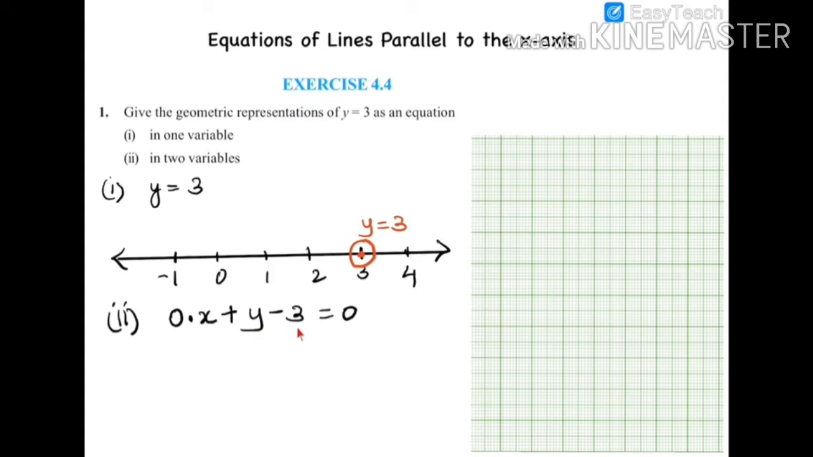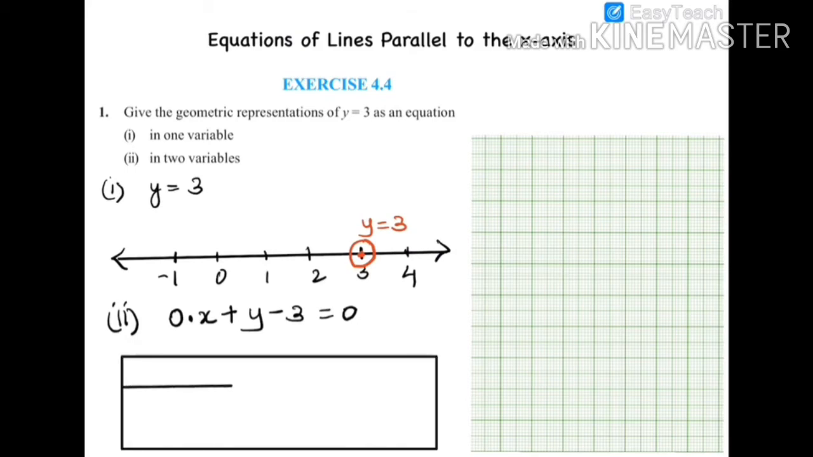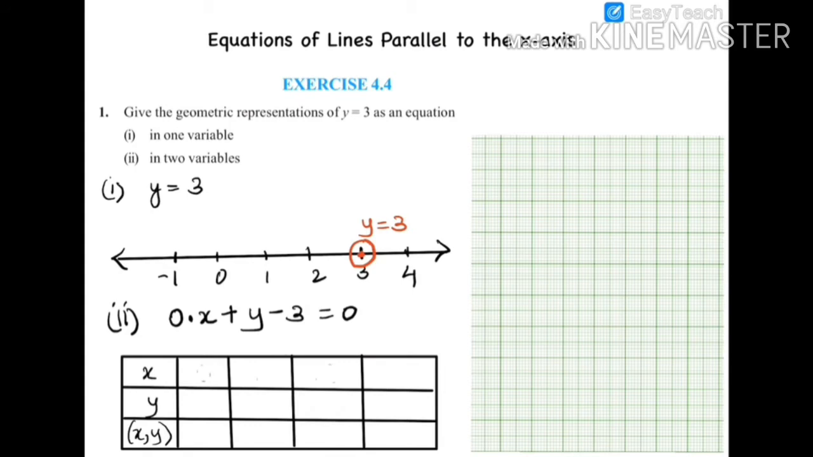Now since this is an equation in two variables, it will have infinite solutions. Let us find these solutions. Let's take the values of x as 0, 1, 2, 3. On substituting these values of x, we will find that we always get y equal to 3 as the corresponding value. You can verify these points after substituting. So the solution points are (0, 3), (1, 3), (2, 3), (3, 3), and so on.